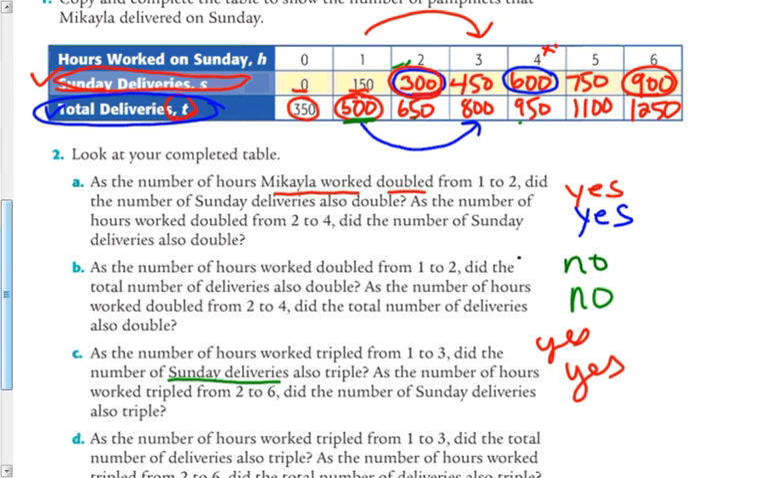So is 800 triple 500? 500 times 3 is definitely not 800, so it's no. And as we go from 2 to 6, does it triple in that row? And the answer is no. 650 times 3 is not 1,250. 650 times 3 is like 1,950. So the answer to both of those is no.